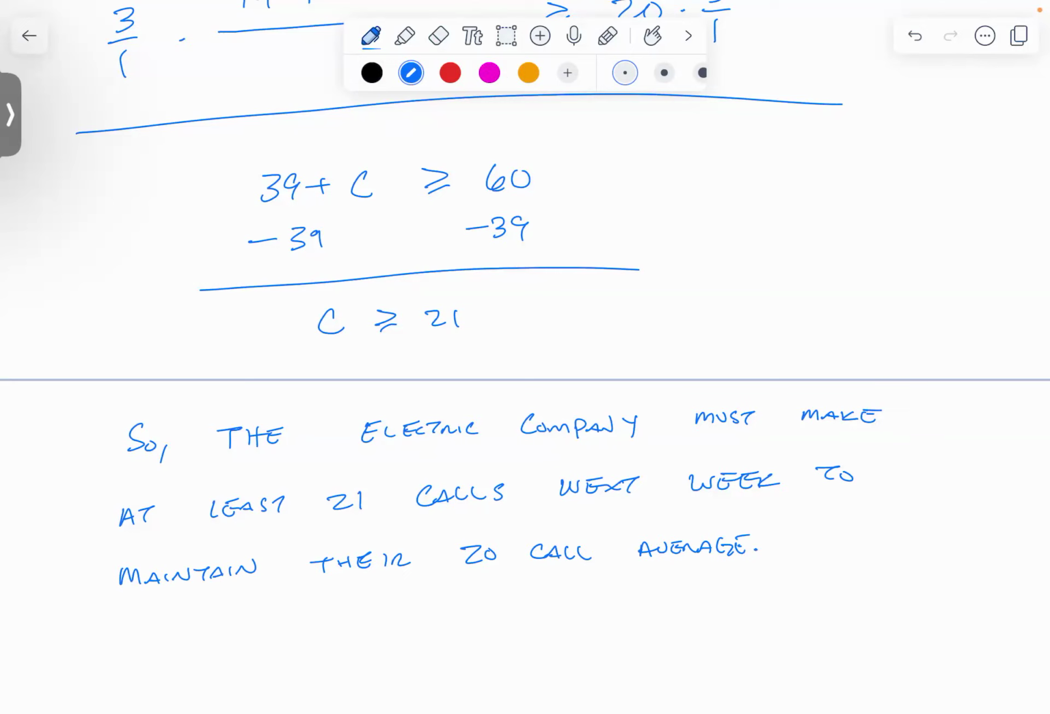Again, the big part, it's all about that at least, at most, greater than, less than, maximum, minimum wording. These are the biggest ones where you want to have a sentence at the end.